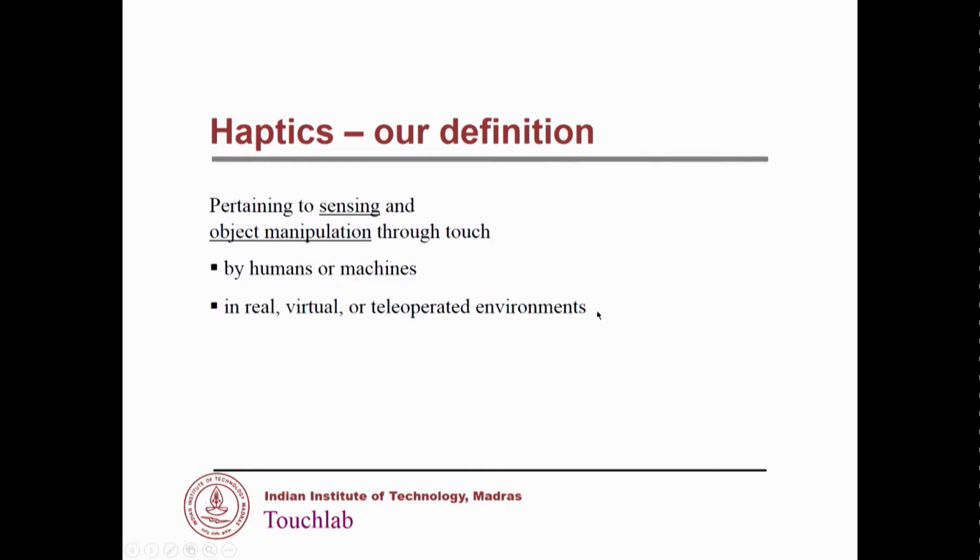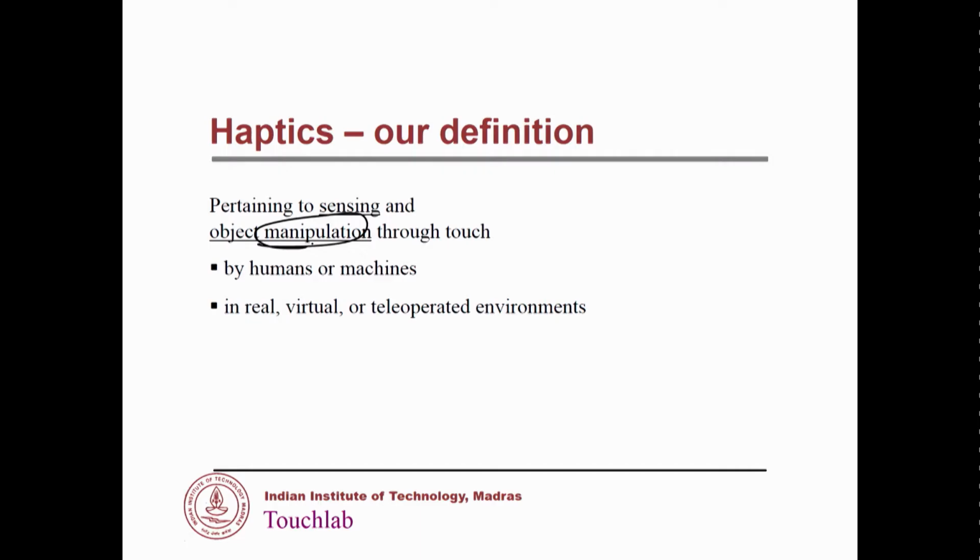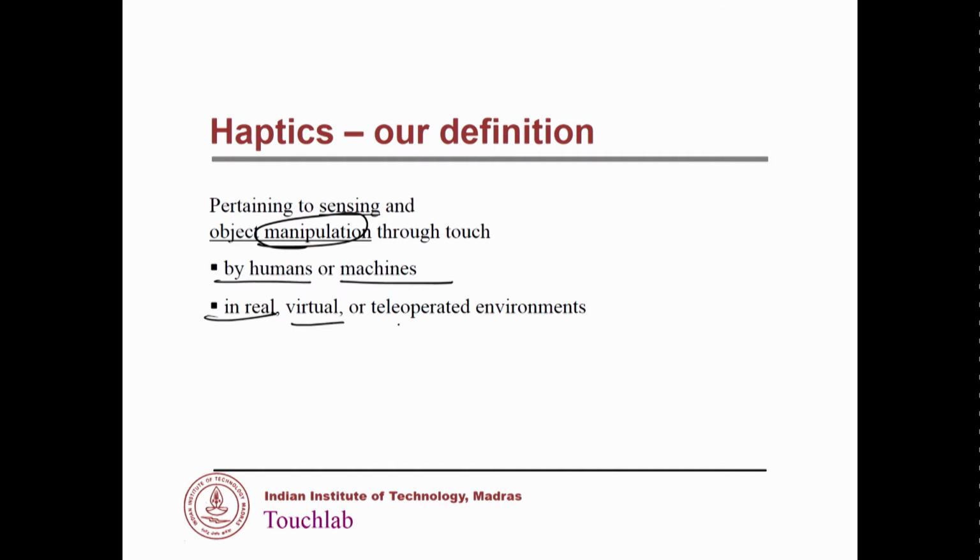Similar definitions we will see for the other senses as well. You have some idea about what a kinesthetic sense is. That is a sensory aspect of haptics or touch. This, along with the manipulation, together is what haptics is. Our definition is that haptics pertains to the sensing and object manipulation through touch by humans, not only by humans, it can be between two robots. In the future, two robots may interact through touch. It is not just a robot interacting with a human, maybe two machines will be interacting through haptics. It can be in the real, it can be in the virtual, it can be in the teleoperated environments. That is a very general definition of haptics.